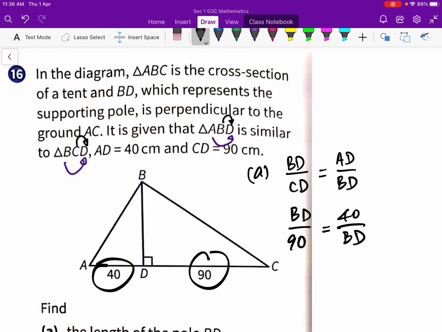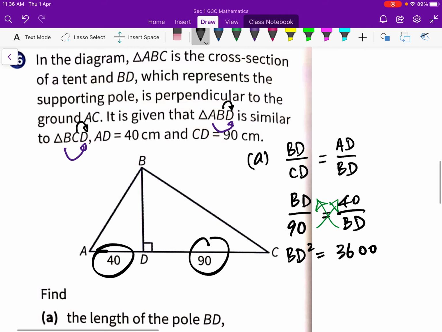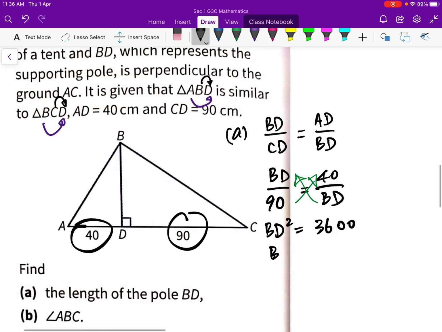Then how? How to solve? Yeah, just multiply. It's just one unknown, isn't it? Multiply. And we end up with BD squared equals 3600. You still can solve it. Okay, even though it is only 2 numbers given to you, it is still just one unknown only. Therefore, BD equals 60. And now this is a length of 60. Okay, and it is in cm, right? Yeah, cm.